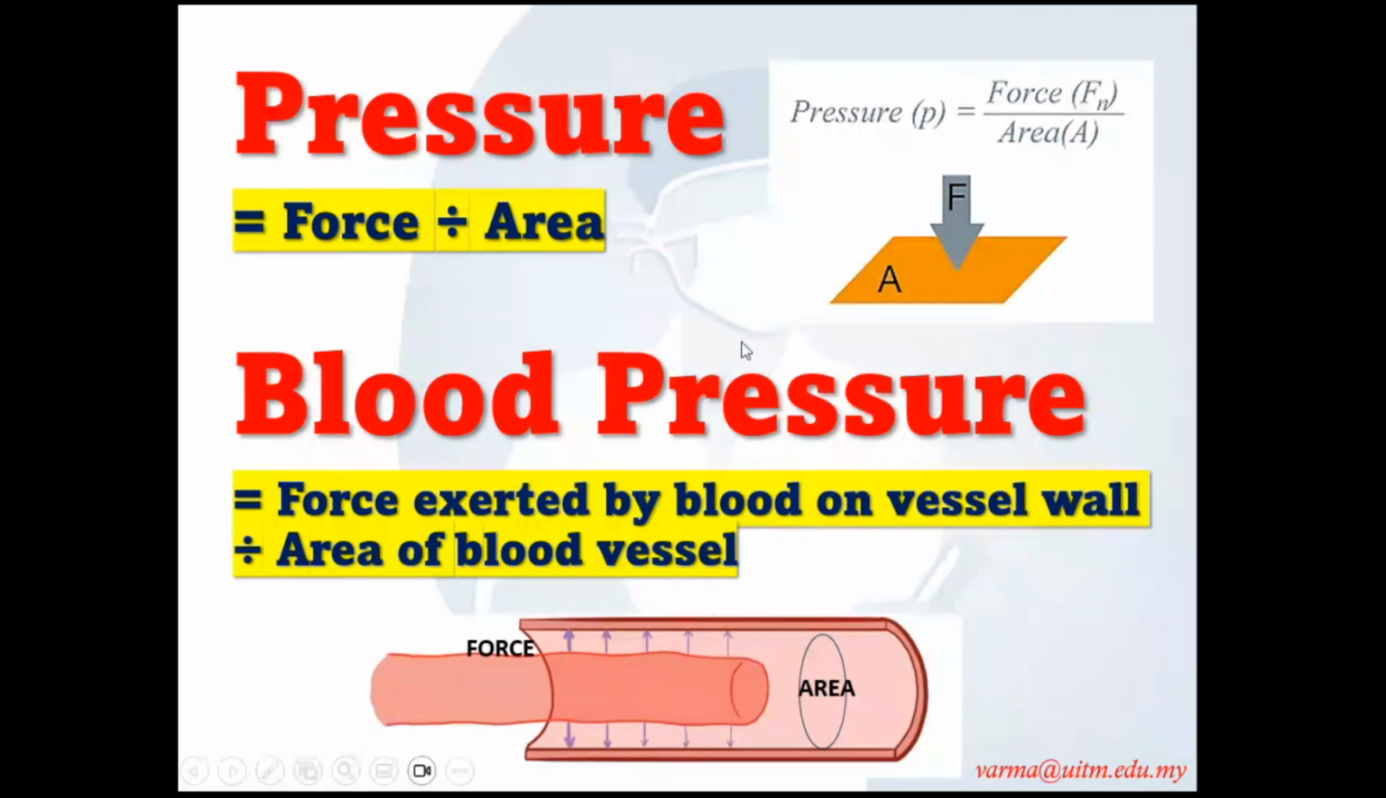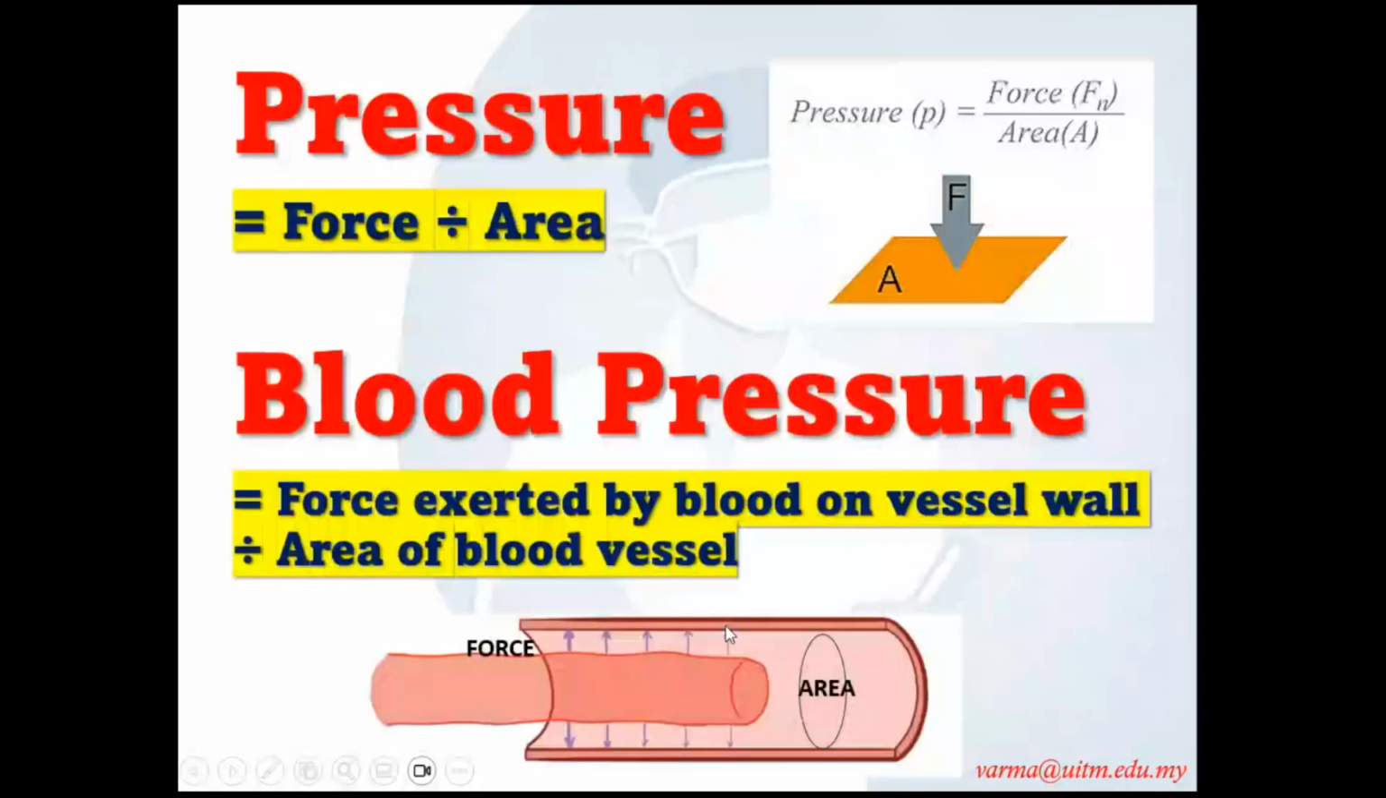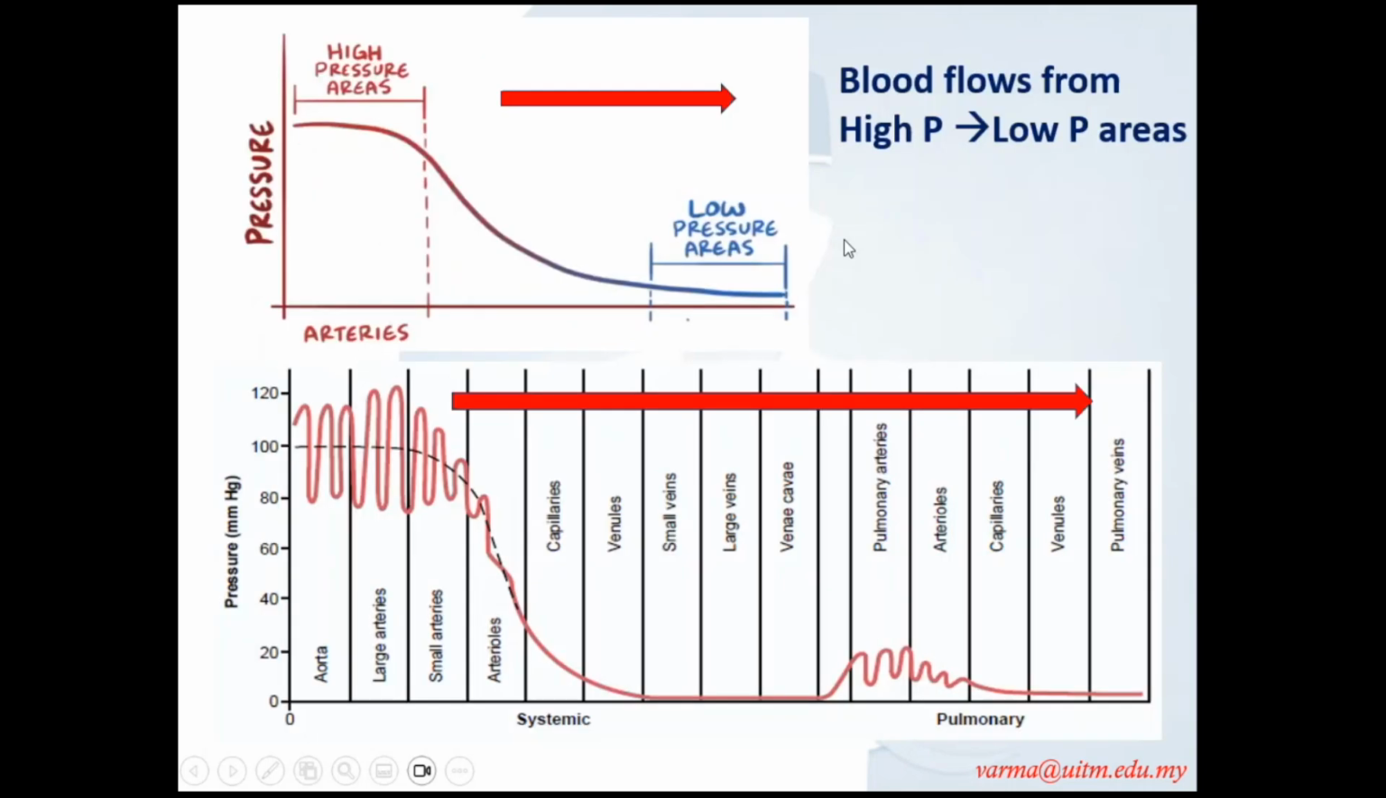That's why patients with atherosclerosis, peripheral vascular disease, will have a higher blood pressure. The systemic blood pressure, systolic blood pressure, will be higher because their vessels are stiff and non-compliant. So the blood flowing through it will exert more force on the vessel wall. That is causing the increase in blood pressure. This is an example. We'll come to more examples later.